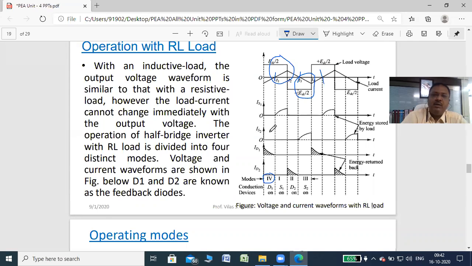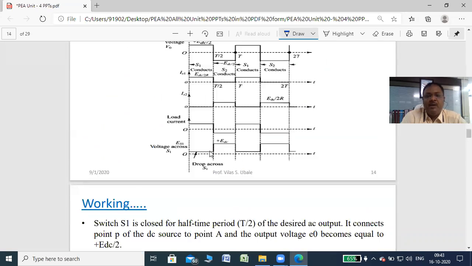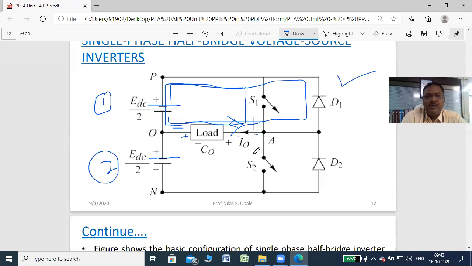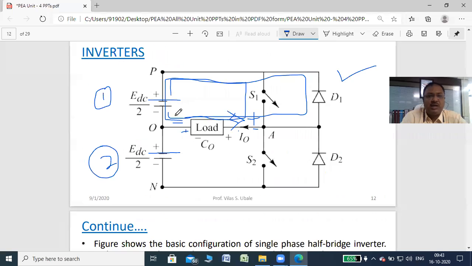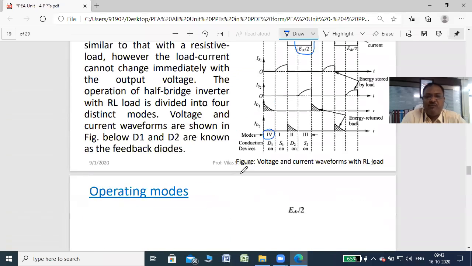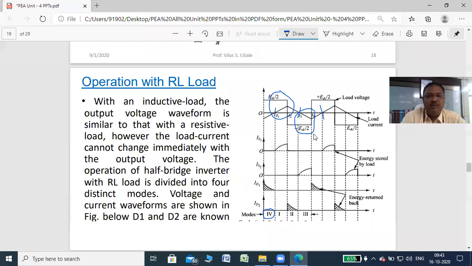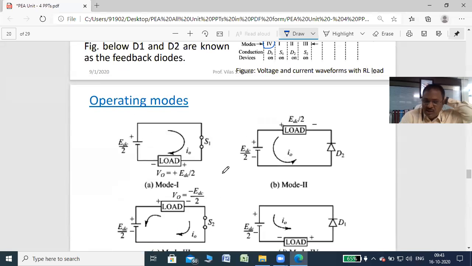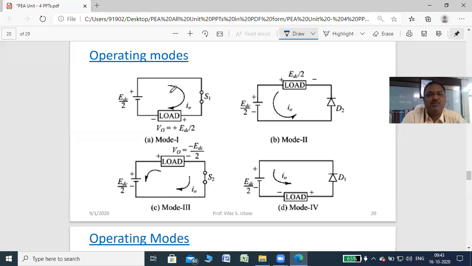So this is working in 5 cases. You can explain in a proper way so that you will get maximum marks. So draw the diagram, that is the circuit diagram. Then these notations are important: P, N, O, A, so that you can explain properly. Then you can draw these waveforms, right? And then the equations. See, these are actually the operating modes. I have explained to you a total of 5 modes.